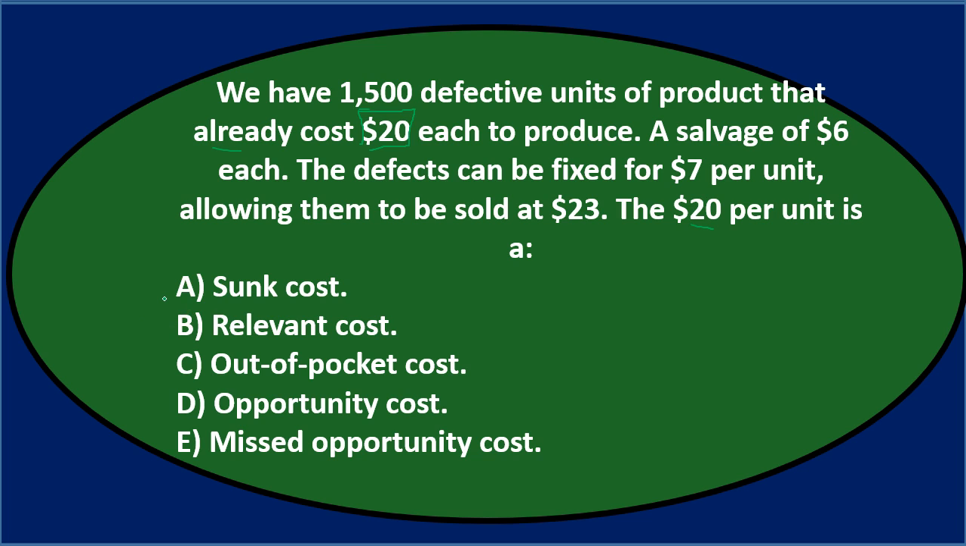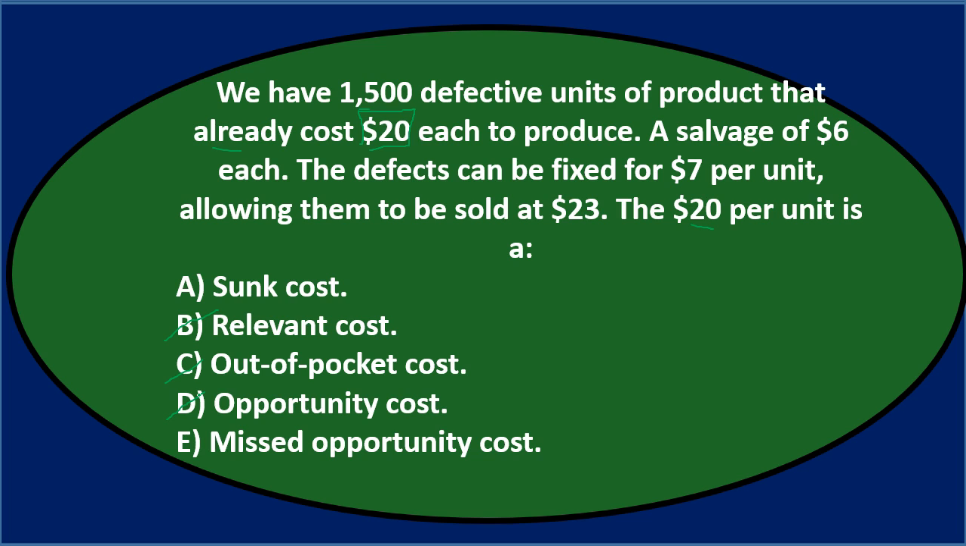Either sunk cost, relevant cost, out-of-pocket cost, opportunity cost, missed opportunity cost. So it's not going to be a relevant cost. No, it's going to be irrelevant. Out-of-pocket cost, that would be a future cost. This is a past cost. Opportunity cost is the cost of a second alternative, another opportunity. But it doesn't necessarily mean something in the past.